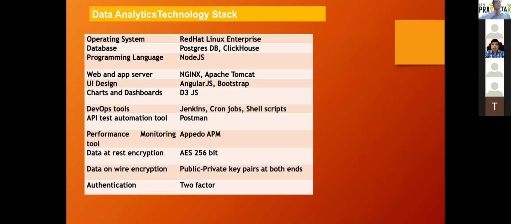We use Red Hat, PostgreSQL and ClickHouse, open source Node.js engines, Apache Tomcat, AngularJS for UI design, Bootstrap, charts and dashboards done in D3.js. DevOps tools were Jenkins, cron jobs, shell scripts. Your API was in Postman, your performance monitoring tool Apdex, your data at rest encryption was AES, data on wire encryption was public-private key pairs at both ends, and authentication was two-factor. All these things are open source, right? And we did a system which works today, 17 crore users, 170 million users, kicking live.